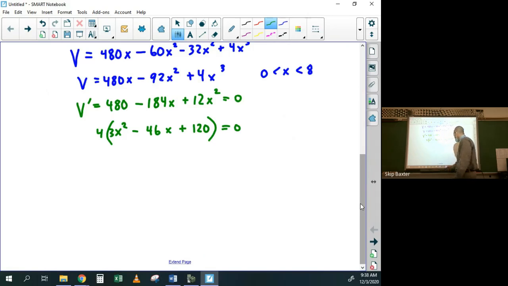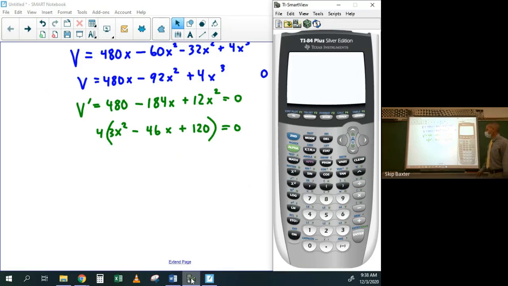I'm going to use a calculator. So on my calculator, I'm just gonna graph the function. So I have 480 minus 184x plus 12x squared. By the way, on Tuesday's test, you can use your calculator. And you're always allowed to use your calculator to solve an equation. So that's what I'm doing. I'm using this calculator to solve an equation. So I'm going to graph it within the window that it's valid. So from 0 to 8, zoom fit.